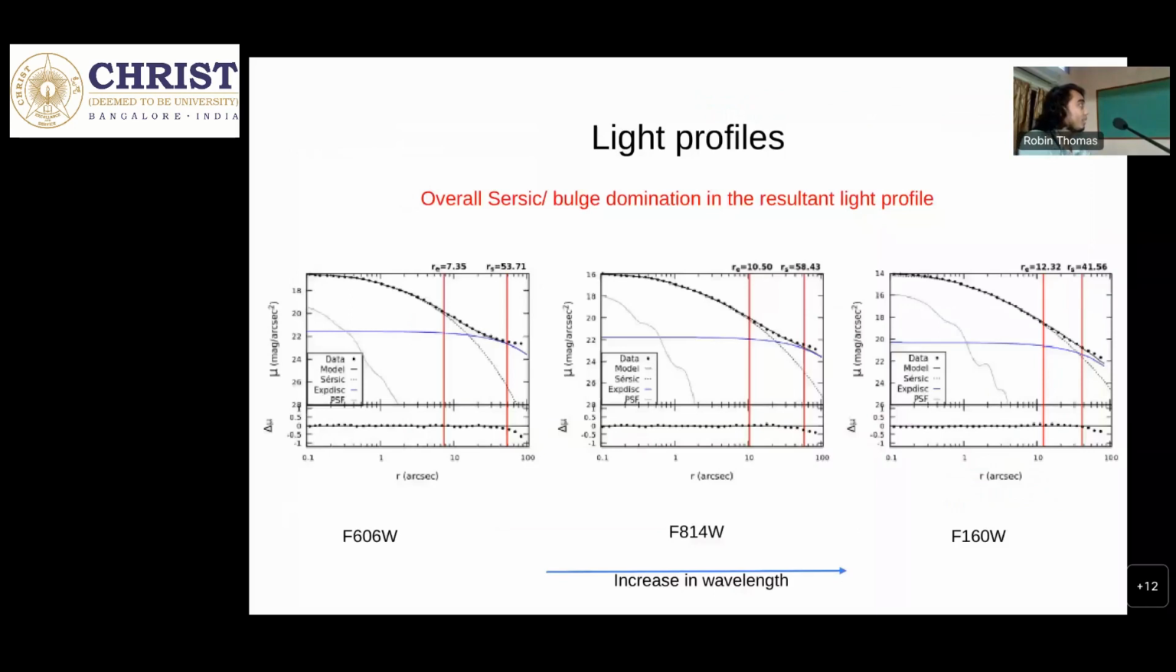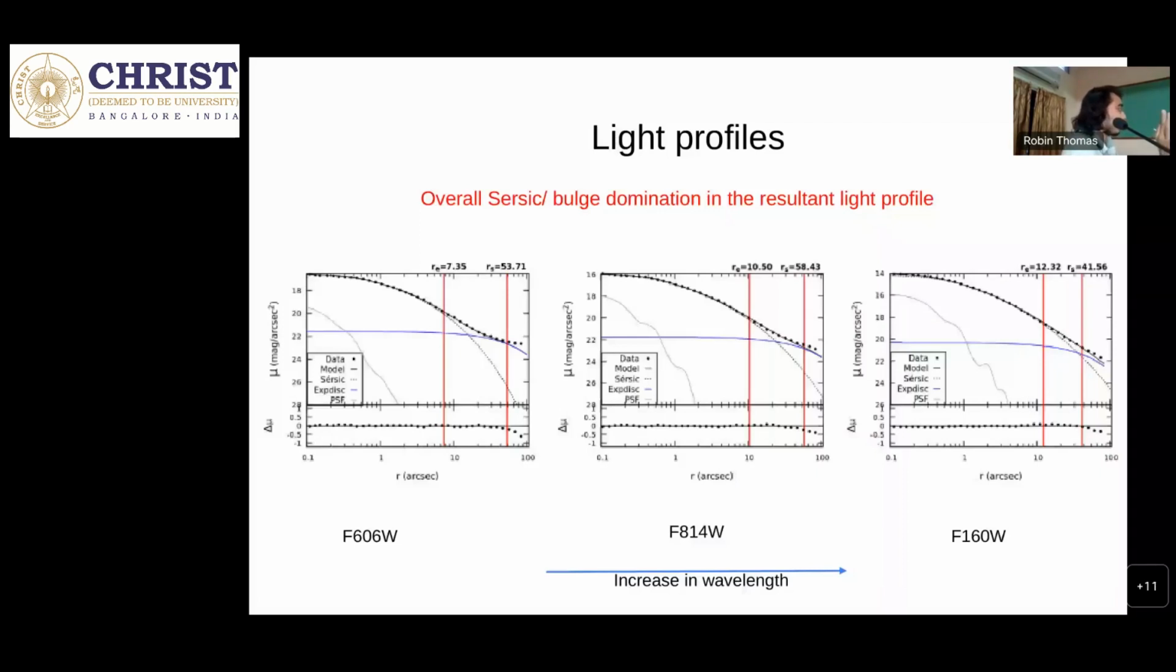These are the light profiles, showing how light flux varies as a function of radius of the galaxy, or semi-major axis, whatever you want to call it. This is the data and this is the resultant model, and this is the Sarsic function, this is the exponential function, and this is the PSF. You can see that the resultant model is highly dominated by the Sarsic function, which is used for modeling the bulge. That means the overall light profile coming out of the galaxy is hugely dominated by the bulge. So it's a hugely bulge dominated galaxy.